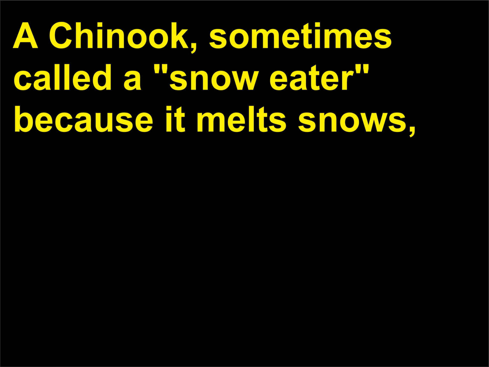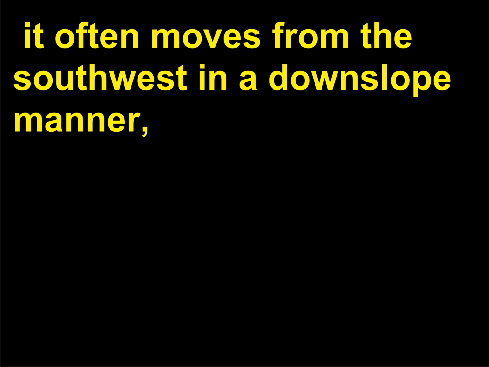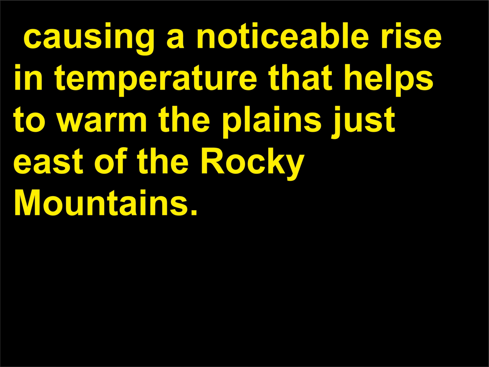What is a Chinook? A Chinook, sometimes called a snow eater because it melts snows, is a wind that is generally warm and originates from the eastern slope of the Rocky Mountains. It often moves from the southwest in a downslope manner, causing a noticeable rise in temperature that helps to warm the plains just east of the Rocky Mountains.